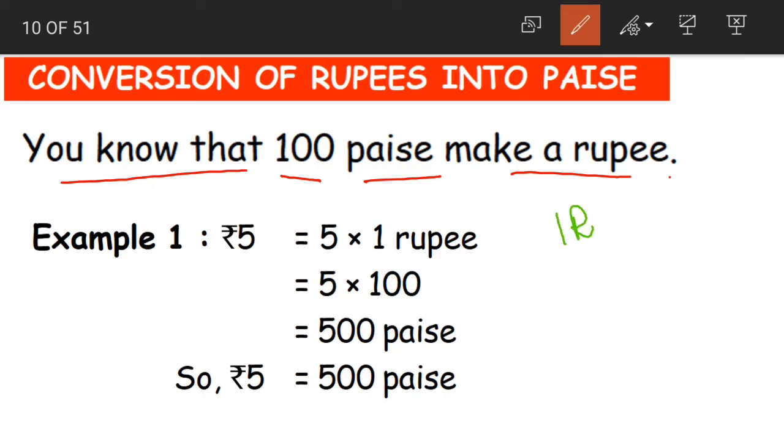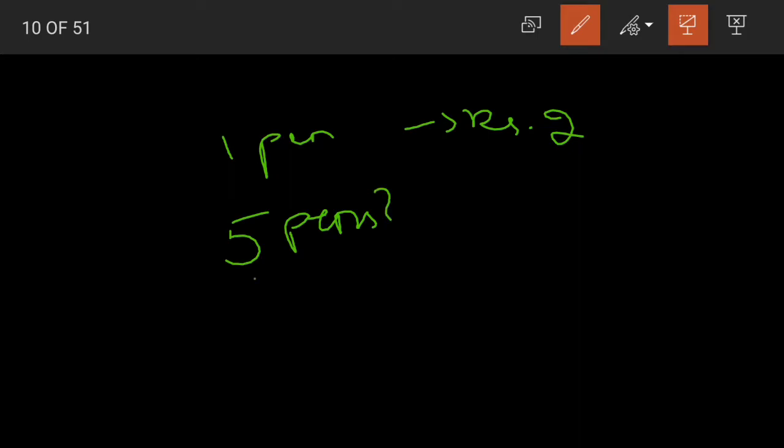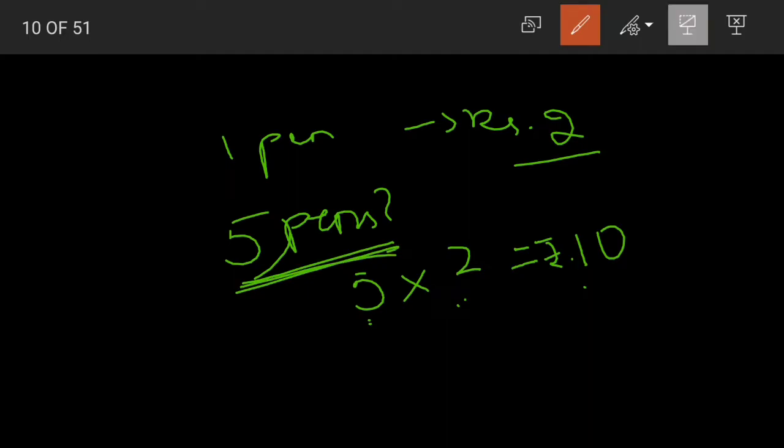Now 1 rupee is equal to 100 paise. Now how much will 5 rupees be equal to? See, it is like a multiplication word problem. If I say 1 pen costs 2 rupees, then what will be the cost of 5 pens? How will we find out? The number of pens into the cost of each pen. 5 into 2 is equal to 10. So 10 rupees will be the cost of our 5 pens.